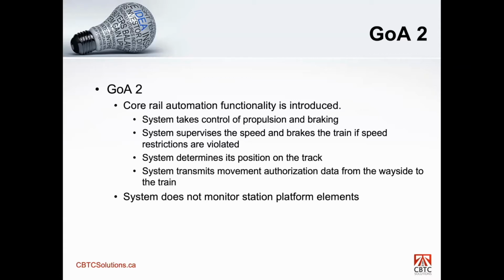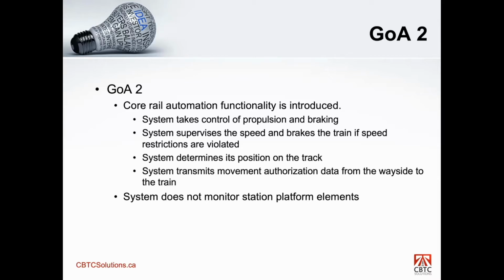The system is taking control of propulsion and braking. The system is supervising the speed and brakes the train if it exceeds these speeds. The system is determining its position on the track. The system transmits movement authorization data from the wayside to the train. So what you can see here is your core functionality for automation.